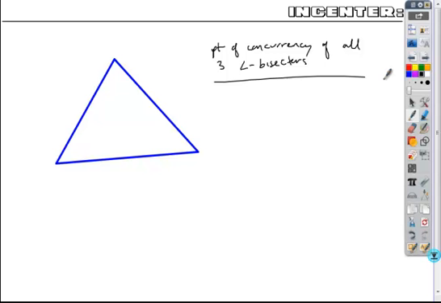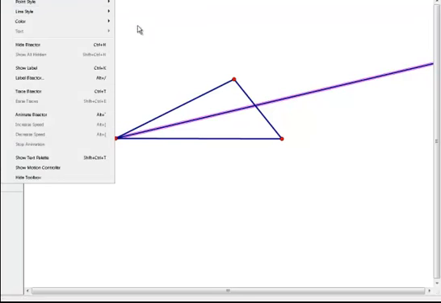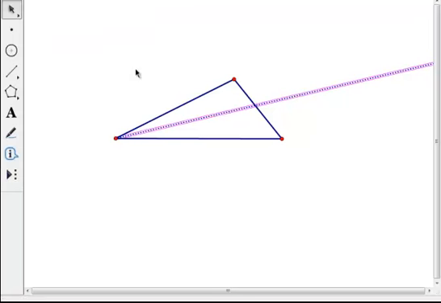Geometer's Sketchpad. Okay, so if you were to draw in the three angle bisectors, you can just follow along. If I took this angle right here and constructed the bisector to it, this represents that angle being bisected. If I do the same thing with a second angle and construct its bisector, the point where those intersect is going to be my incenter.